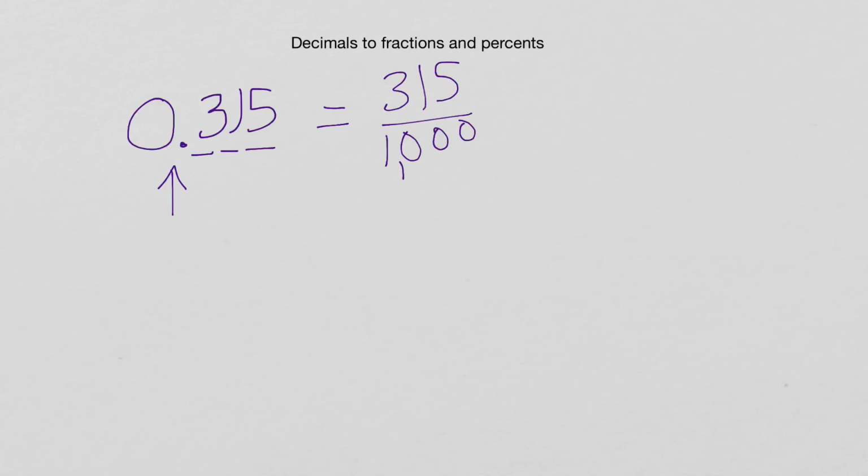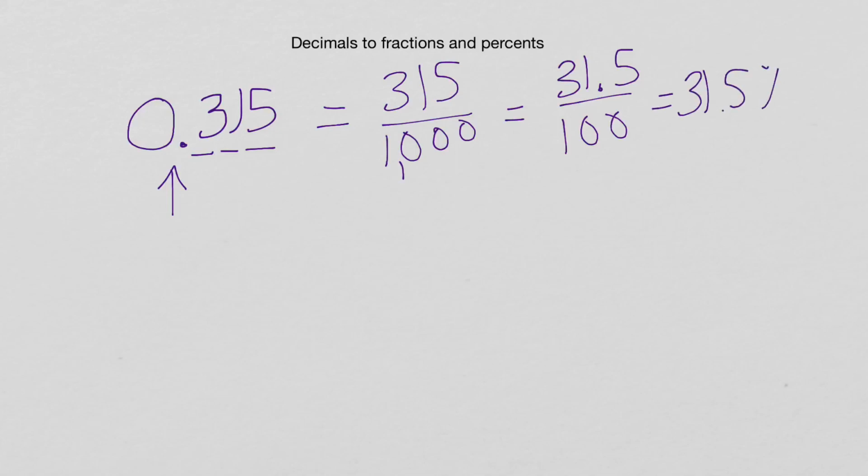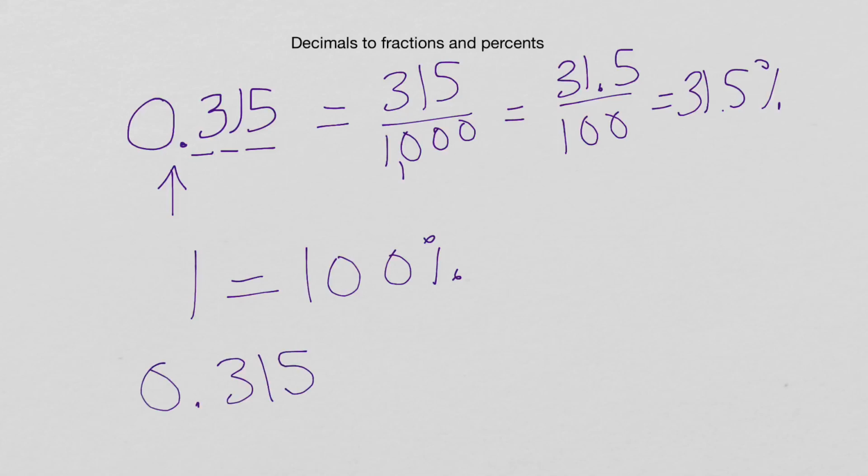To turn this into a percent, we can find an equivalent fraction over 100 by dividing by 10, and we would get 31.5, which is 31.5%. Or I can go back to my original decimal, and remember, going from a decimal to a percent, we multiply by 100. So if we have 315 thousandths and we multiply by 100, that moves our decimal 2 places to the right, which still gives us 31.5%.